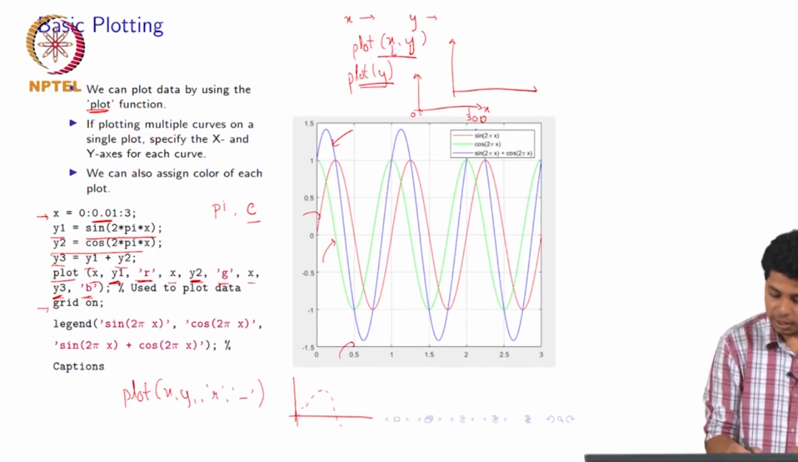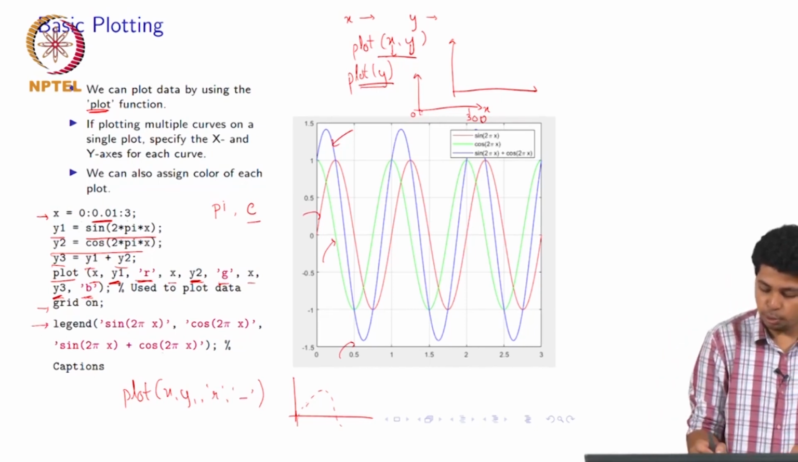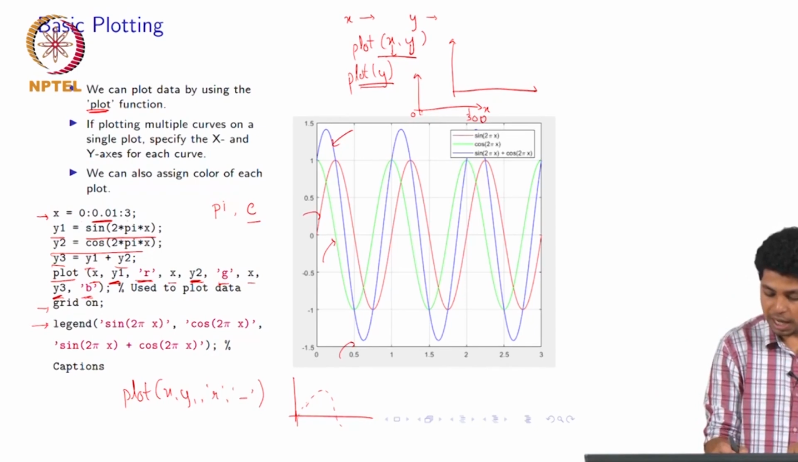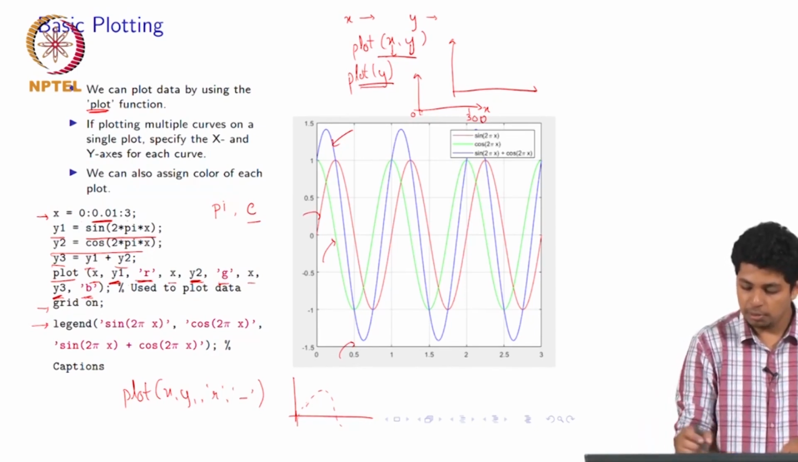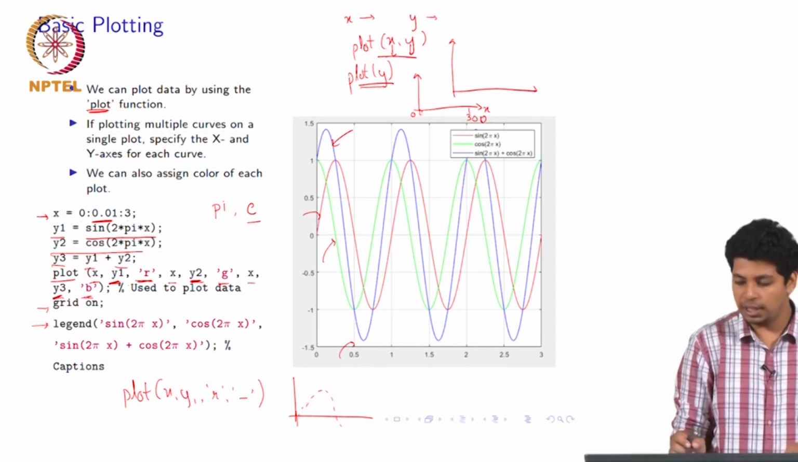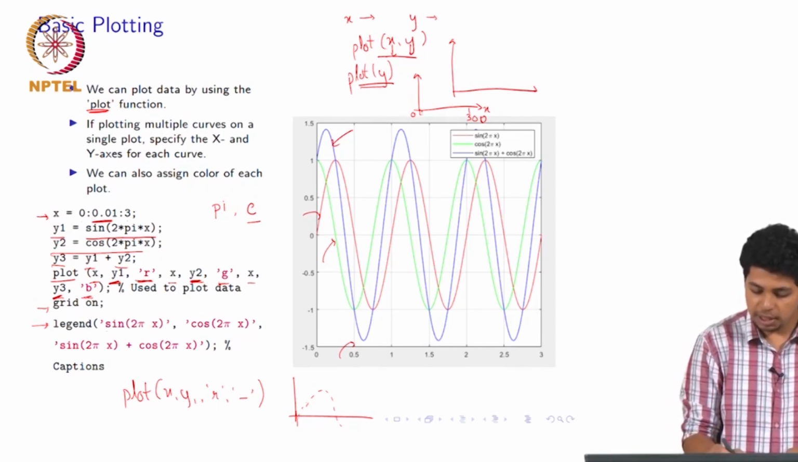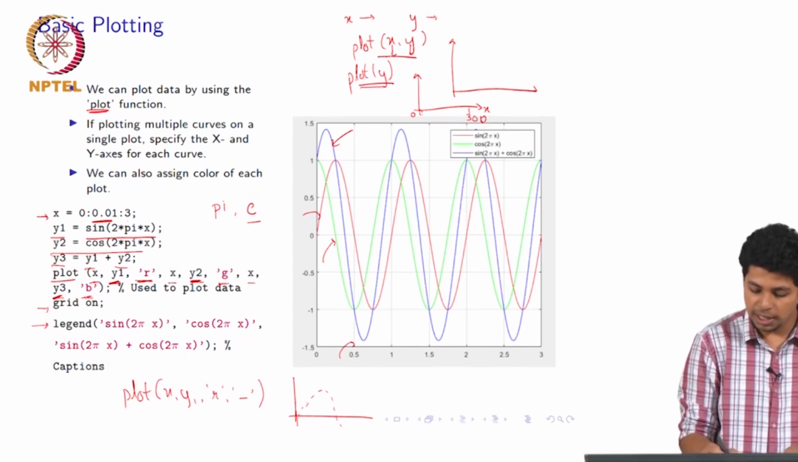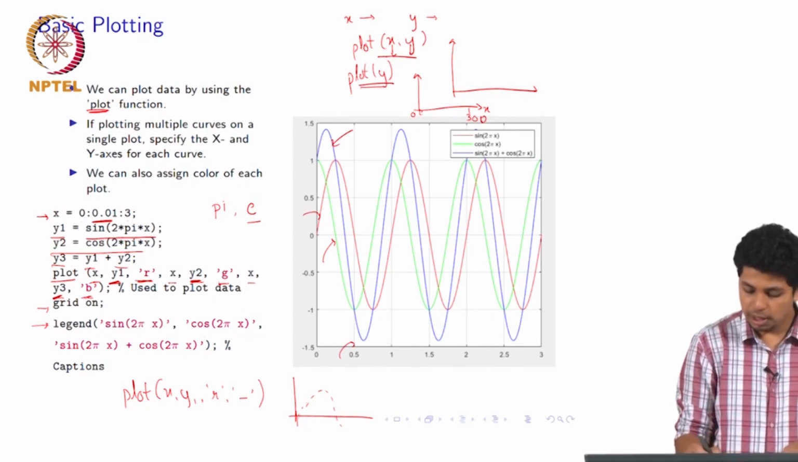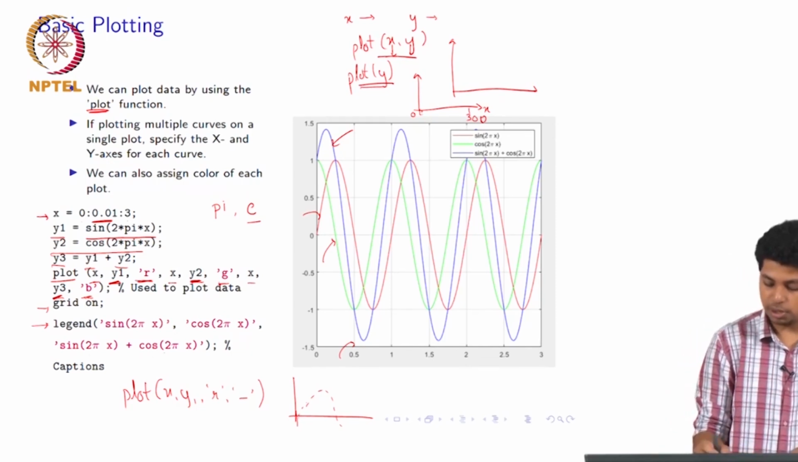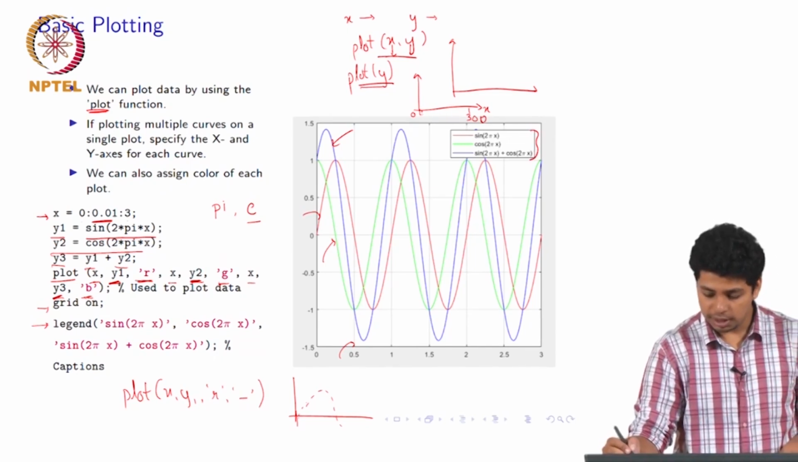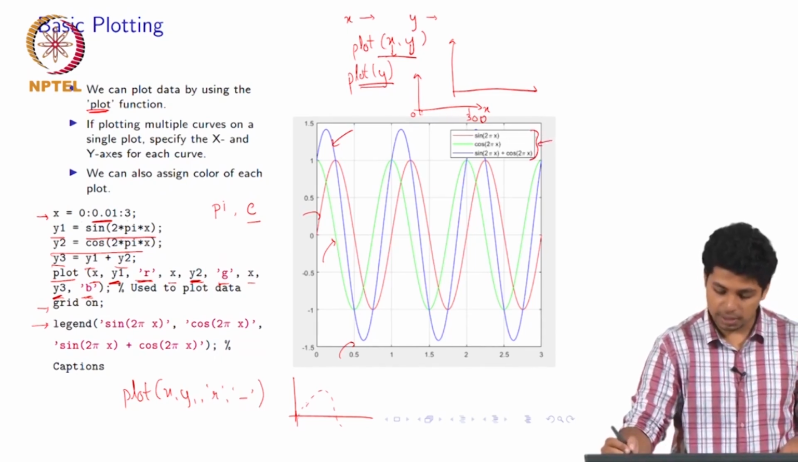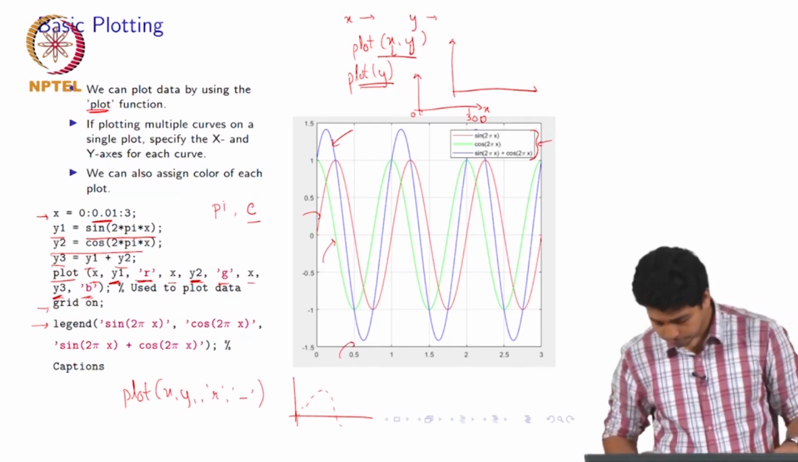Now the next command is legend. Legend is used to put captions. Because we have three sets of data points plotted here, we can put three different legends. The first legend, as I have put here, in inverted commas I put sin 2 pi x and a comma. Then I put cos 2 pi x as the second one, and sin 2 pi x plus cos 2 pi x as the third one, and it just gets displayed here. This is what the legend does, it just gives captions to your graph.